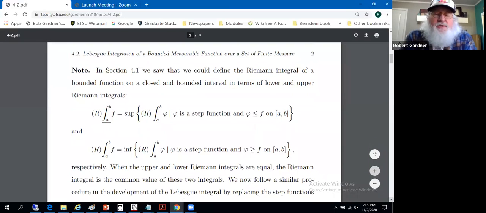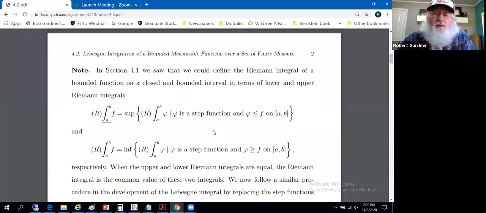Okay, now we just defined in the previous section Riemann integrals. Let's recall that real quick because we're going to mimic exactly what's done here in the Lebesgue setting. In section 4.1, we saw that we could define the Riemann integral of a bounded function on a closed and bounded interval in terms of lower and upper Riemann integrals, respectively, given here.